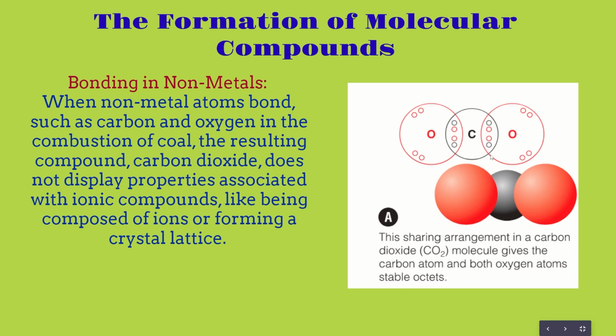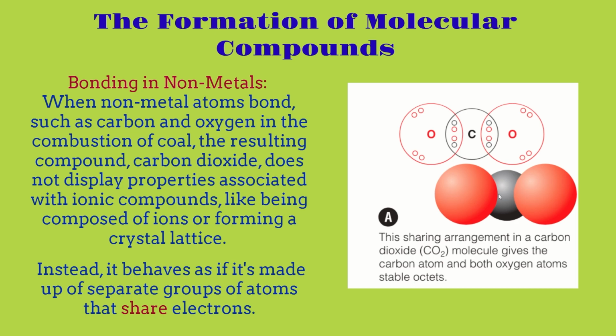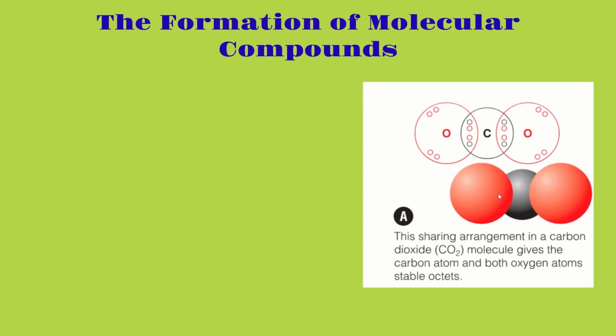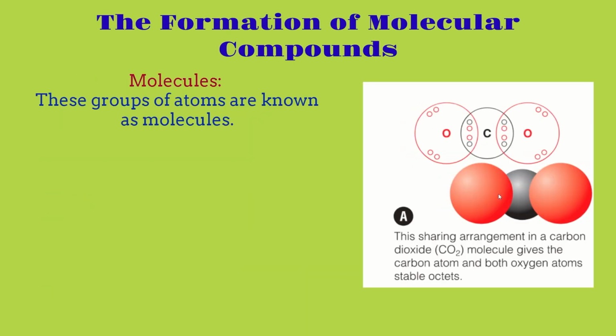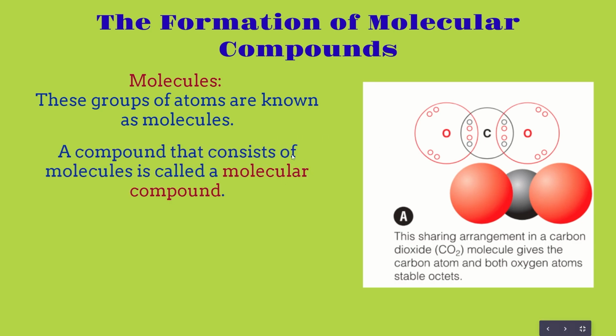So we can see in this case, which is CO2, carbon dioxide, there are 2 oxygens and 1 carbon, and they're all connected together in this type of format, like a molecule. Instead, these behave as if they're made up of separate groups of atoms that share electrons. Furthermore, on the formation of molecular compounds, these groups of atoms are known as molecules. So this over here, CO2, is known as a molecule. And a compound that consists of molecules is called a molecular compound.